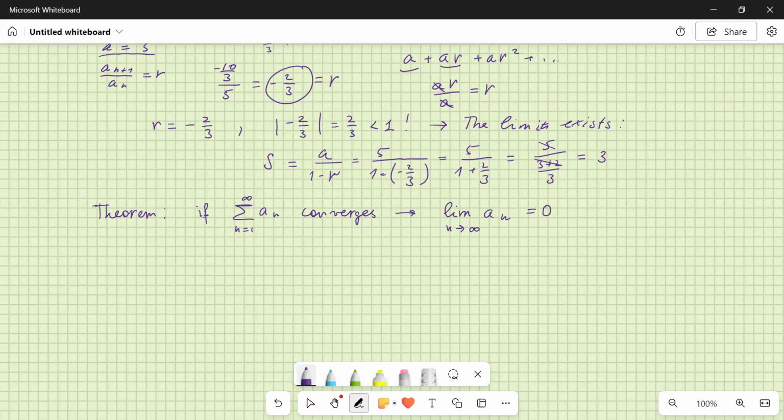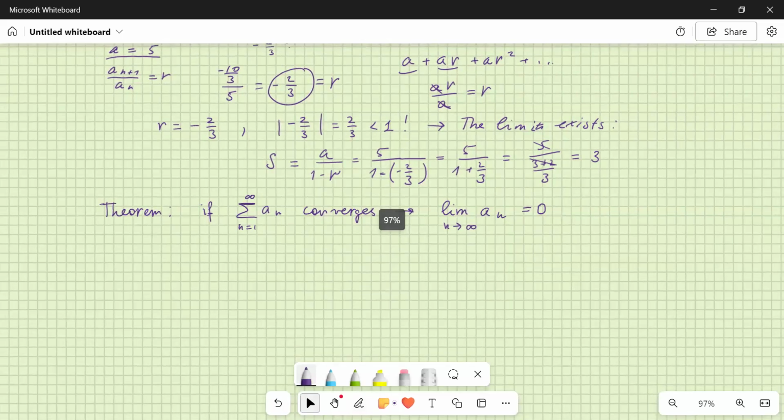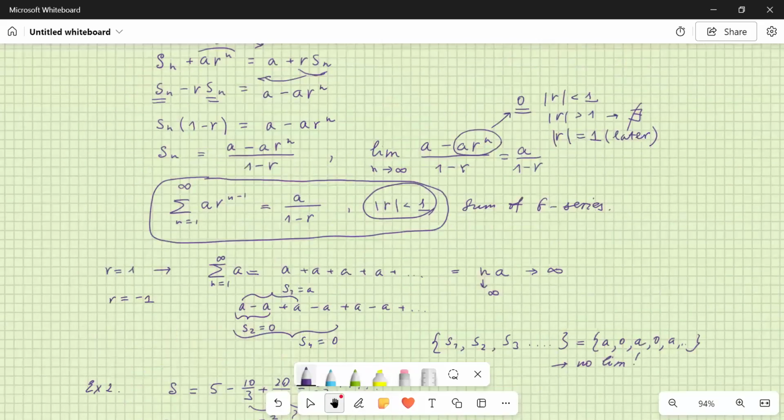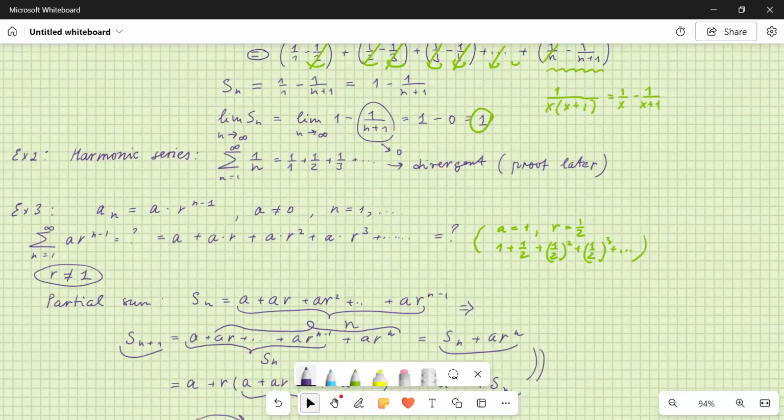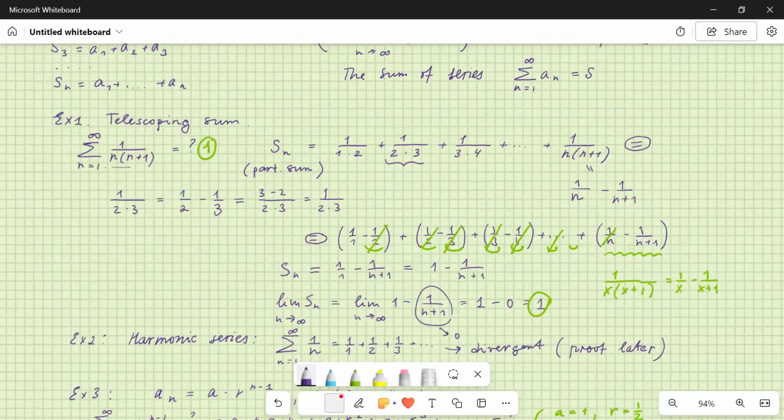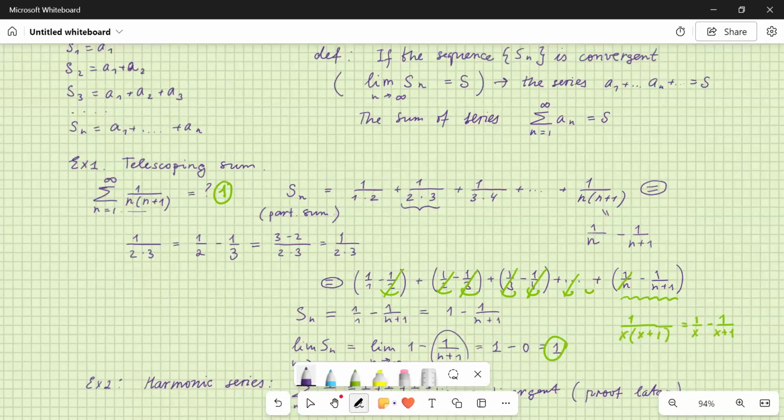It does not tell us that when the term goes to 0, the series is going to be convergent. But if you know that the series is convergent, the term must go to 0. I want to show you first how it works on examples and then prove the theorem. Maybe you will have a better idea. I'll go to previous examples of the series. Let's look over here. For the telescoping sum, if you look at the term when n goes to infinity, you'll see it obviously goes to 0, right?